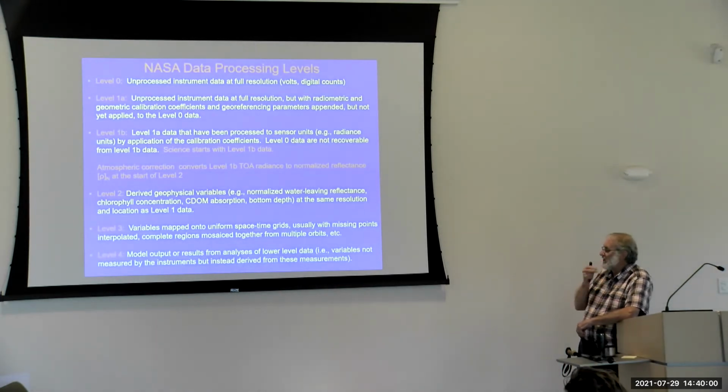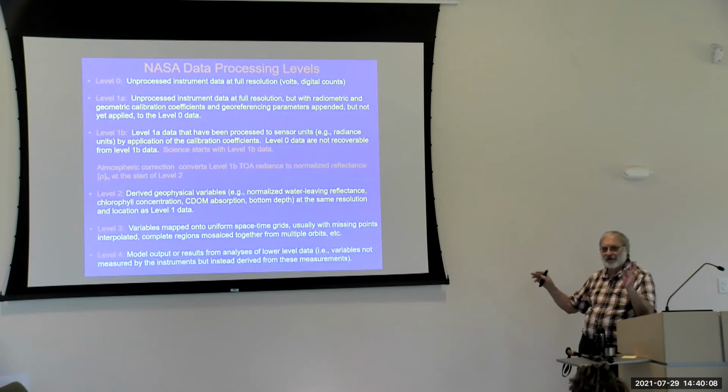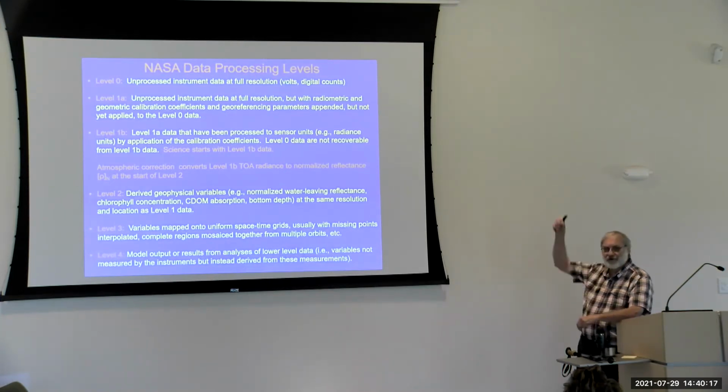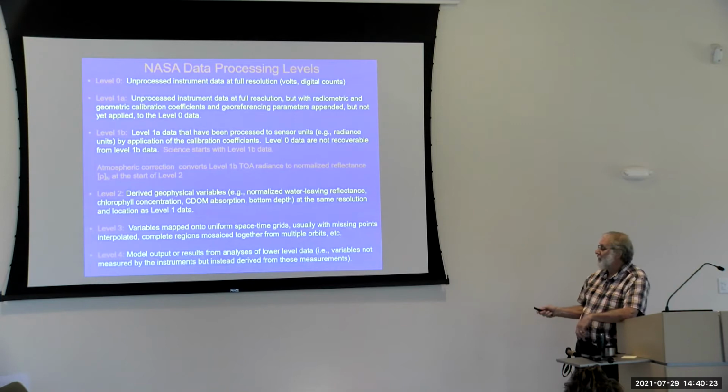Okay, then there are these data processing levels, and you'll just see a paper that says, we took the NASA level 1B data and we did our own whatever, and here's our chlorophyll. Well, the levels are: level 0 is the unprocessed instrument data at full resolution that's being measured by the satellite. So that could be volts or digital counts, whatever this instrument measures.